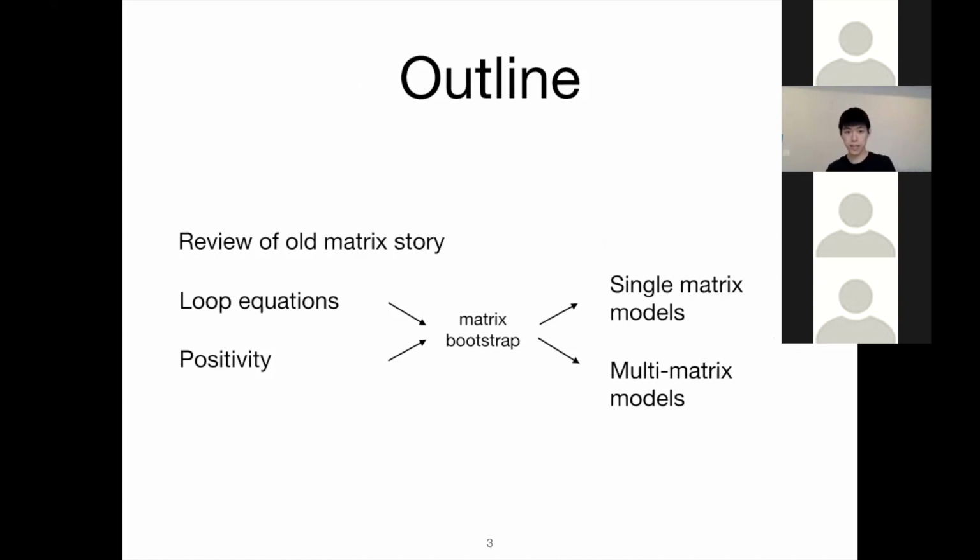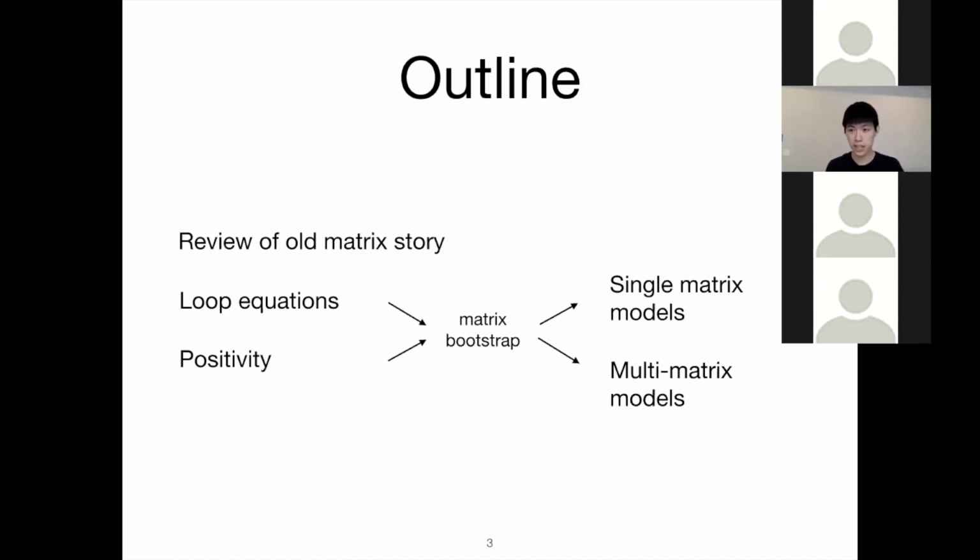Now, just some motivation and some outline before we begin. First, I'm going to review the so-called old matrix story. This is the earliest version of holography, perhaps, where there's a connection between string theory and matrix integrals. I'm sure many of you are very familiar with this. This is mostly an appetizer for why we would care about matrix integrals in this form, and especially why we would care about pushing the integrals into a regime where the couplings are such that the potential is unbounded.